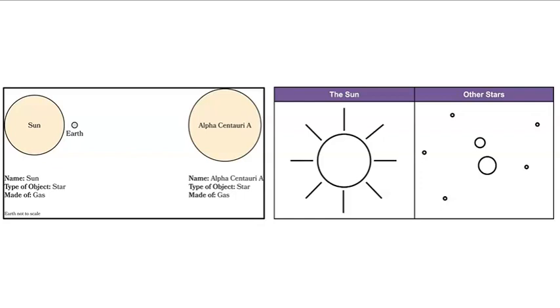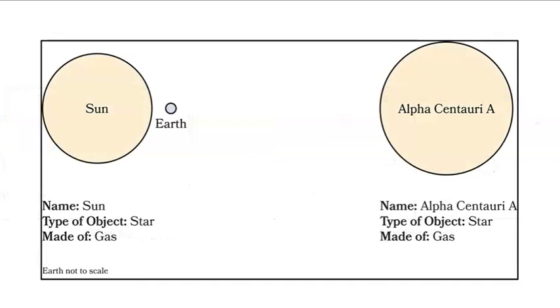The diagram represents what the objects might look like from space. But we drew pictures showing what the sun and other stars look like from Earth. When we view space objects in the sky, we can only see what the objects look like from where we are on Earth. We can use diagrams to help us understand how objects might look if we could view them from space. This diagram shows how the size of the sun, Earth, and Alpha Centauri A compare. The diagram also shows that these objects are different distances from one another.